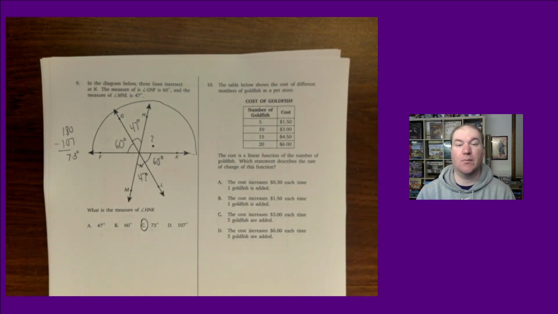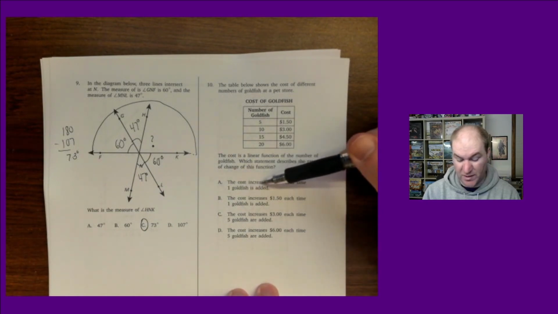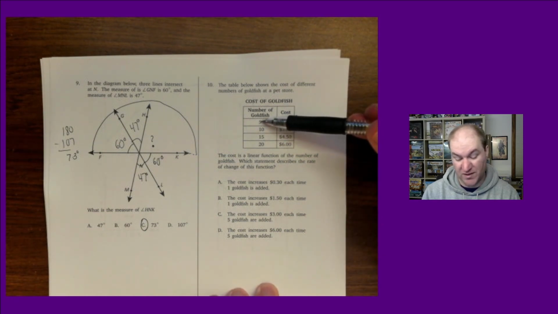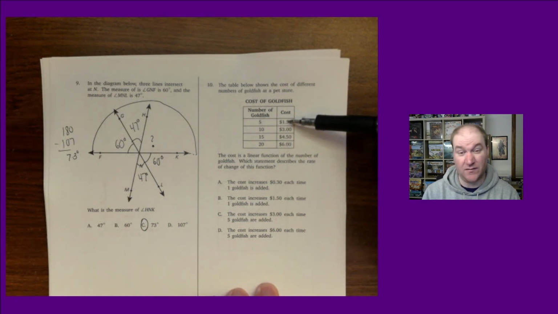Number 10, the table below shows the cost of different numbers of goldfish at a pet store. The cost is a linear function of the number of goldfish. Which statement describes the rate of change of this function? Choice A, the cost increases 30 cents each time a goldfish is added. That's probably true because 5 times 30 cents would be $1.50 and 10 times 30 cents is $3.